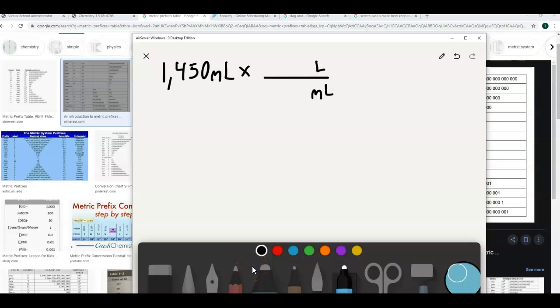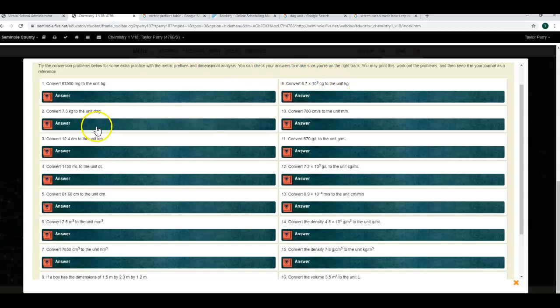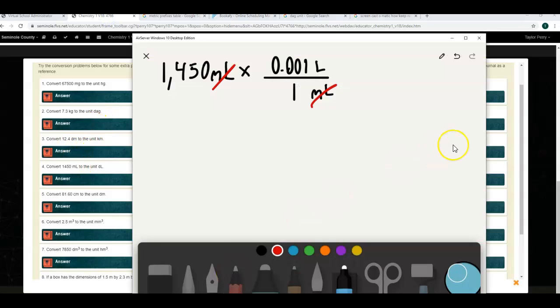There are 0.001 liters in a milliliter. So great, that's step one. I'm not done here because even though my milliliters are going to cancel out, it's not going to give me my answer, because remember, the question is asking not for liters, but for deciliters. So let's keep going. We have to figure out how to convert this into deciliters. So I'm going to do one more of these.